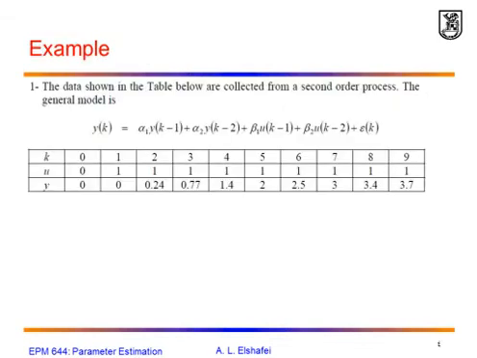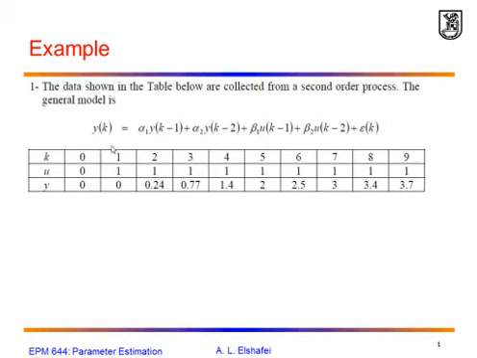Now let's see how we can implement the least squares estimate formula using a simple example. If we assume that we have an output which is related to the previous outputs y(k-1) and y(k-2), and previous inputs u(k-1) and u(k-2), and we have a table here which is in terms of batch data, which means that for different instances of time k from 0 up to 9, we have the corresponding measurements of the input and the output.